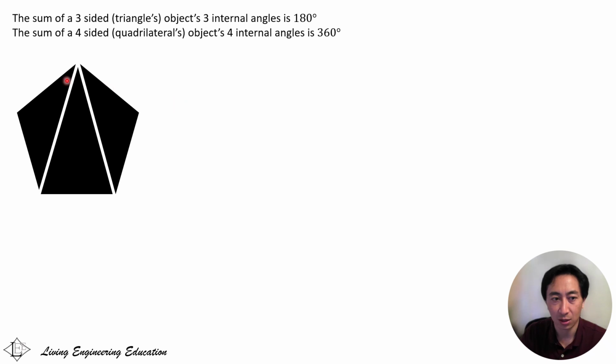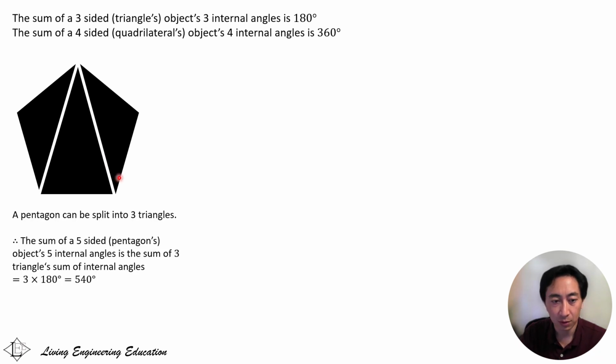We can see that the internal angles created in the triangles are the same internal angles, or at least the sum of them will be the same as the sum of the internal angles of the pentagon. So because of that, I know that my pentagon's 5 internal angles is equal to the sum of the 3 triangles' internal angles. So I could just say 3 times the sum of each triangle's internal angles, which is 180 degrees. So the pentagon's internal angle sum is 540 degrees.